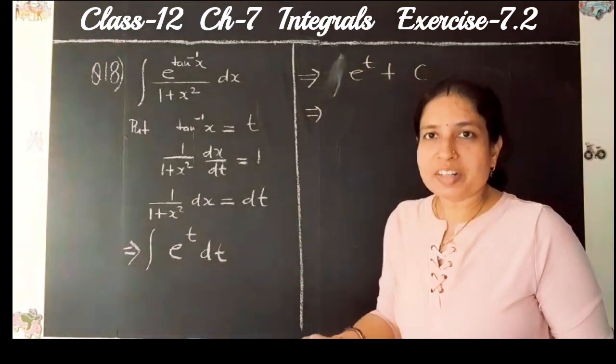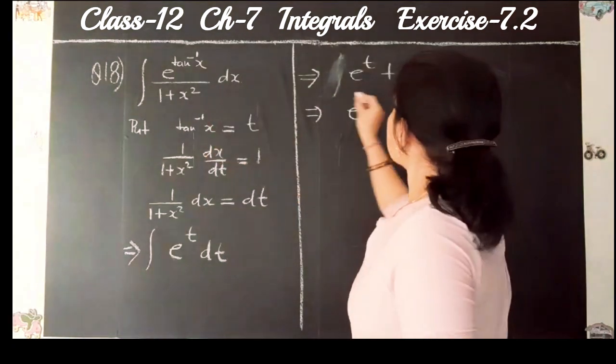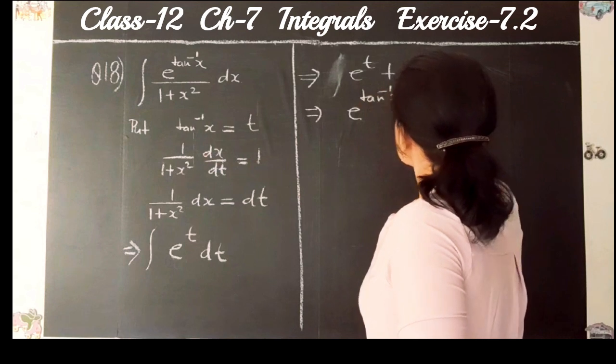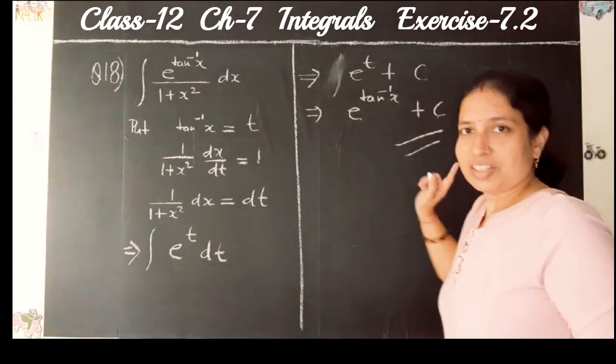Then put the value of t. It will be e to the power t, where t is equal to tan inverse x. So write here e to the power tan inverse x plus a constant c. So this is your answer.